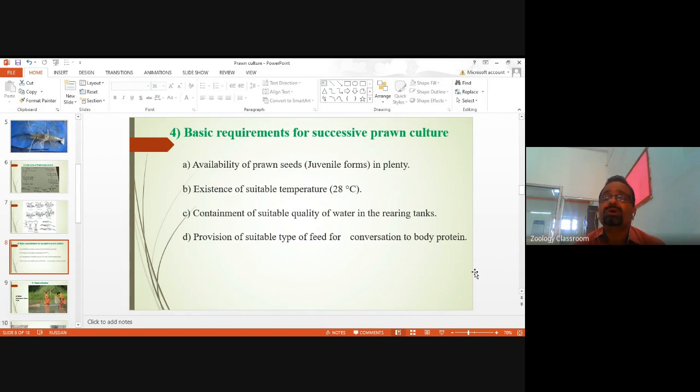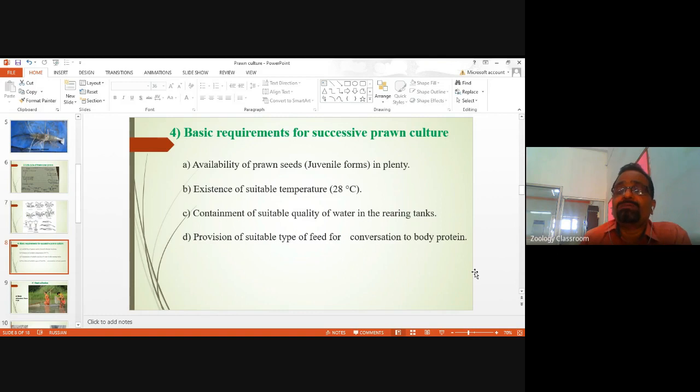Third, availability of suitable water in the rearing tanks. Of course, prawns live in riverine systems. Their natural home is the riverine system, but we can introduce them in freshwater ponds in pond culture practice also. Whatever the aquacultural practice, whether shellfish or finfish, water is the basic requirement, and a perennial source of water should be available for the culture of this shellfish.